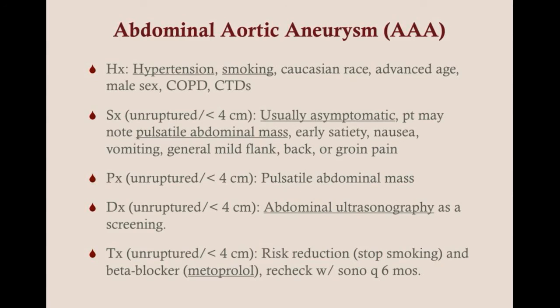So first, we want to reduce their risk factors. They can't control their race, they can't control their age, they can't control their sex, and they can't control their genes. So hypertension and smoking are going to be the things we want to manage. We're going to want to get them off smoking, and we're going to want to lower their blood pressure. So as far as risk reduction, we will stop their smoking.